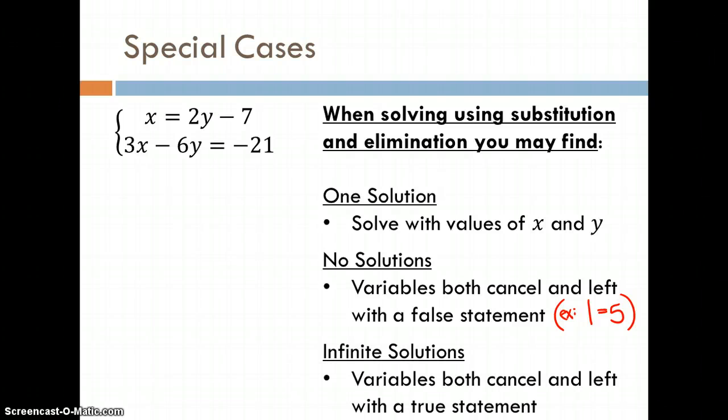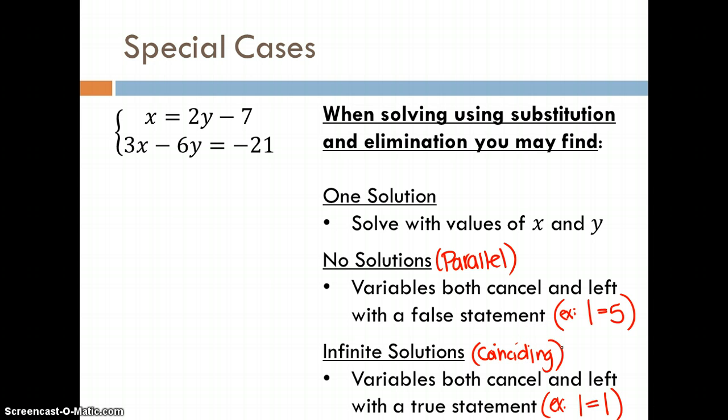If there are infinite solutions, the variables both cancel out, and you're left with a statement that is true. So again, something that's obviously true or obviously false. 1 is equal to 1. It's not groundbreaking information that 1 is equal to 1, but it's telling you that these two lines are coinciding lines. So if there are no solutions, that's when we're talking about parallel lines. And when there are infinite solutions, we're talking about coinciding lines.